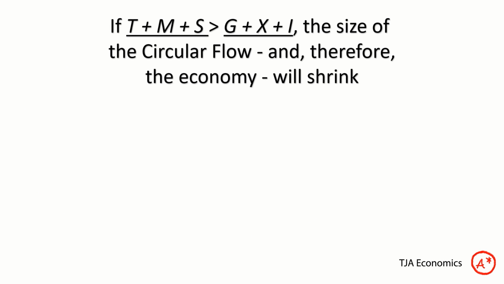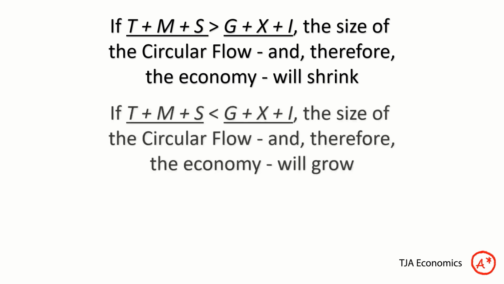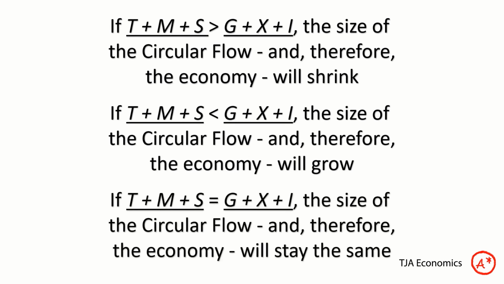And therefore, we can look at the size of the circular flow and the size of the economy. For example, if there is more taxation, imports, and saving than there is government spending, exports, and investment, the size of the circular flow would shrink. That's because withdrawals, i.e. taxation, imports, and saving, are greater than injections, government spending, exports, and investment. And so the economy would shrink. On the other hand, if our injections, G, X, and I, are greater than our withdrawals, the economy will grow. And if they're equal, the economy will stay where it is.